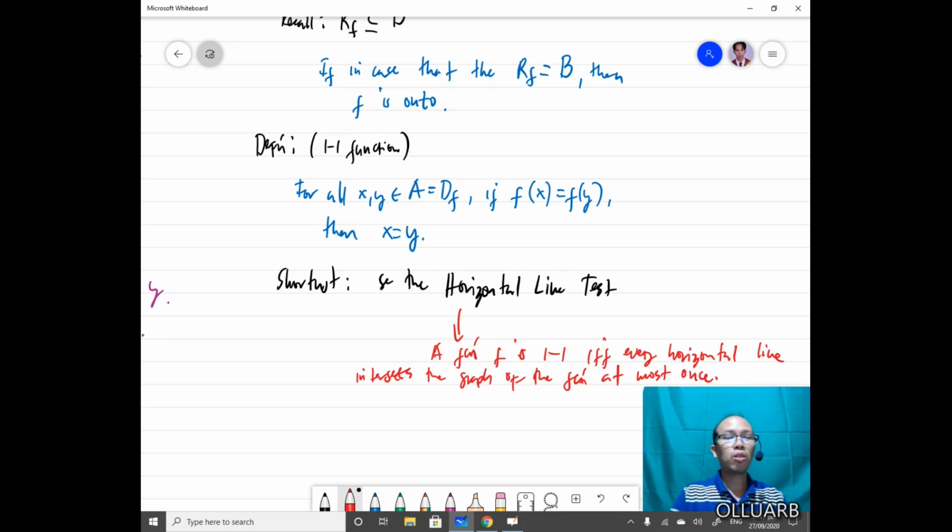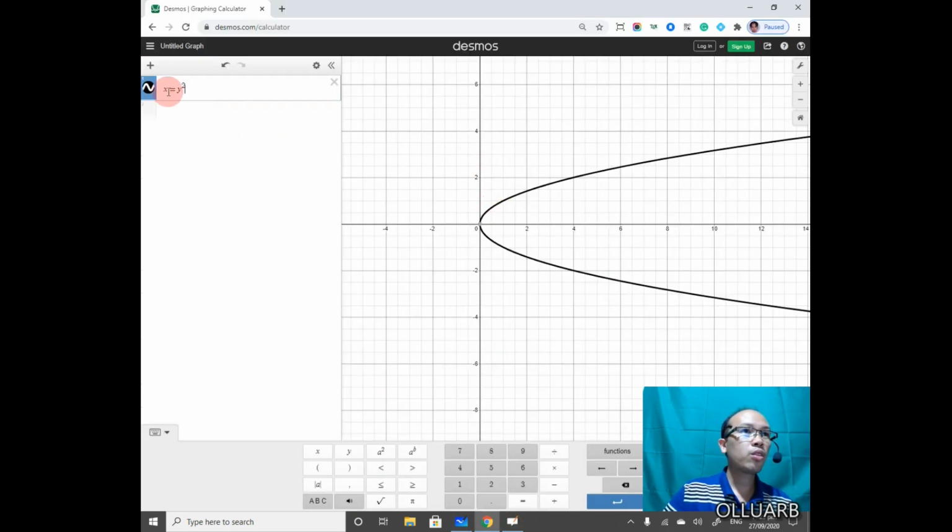So this test is the same as the vertical line test. The vertical line test is used to determine if the given equation is a function or a relation. The horizontal line test is used to determine if the given equation is one-to-one or not. So the same, at most once. If you look here, this equation x is equal to y squared, this is a one-to-one.